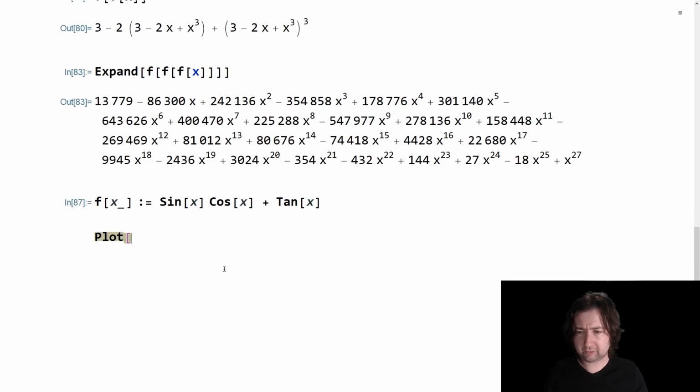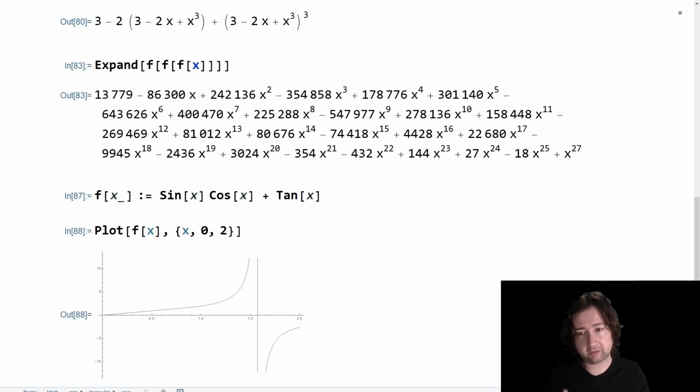I don't actually know what this looks like, so let's see. What I'm doing now is I'm specifying the domain. There are many, many options inside the plot command. Like I said, we'll go into it in much greater depth later on. Okay, so it basically looks like a slightly modified tangent.